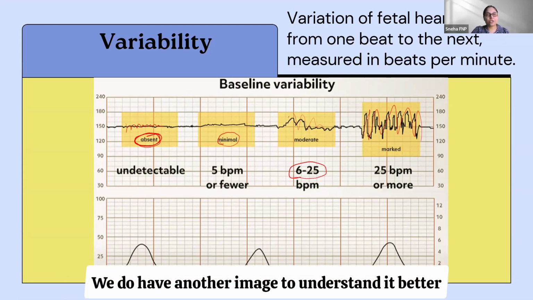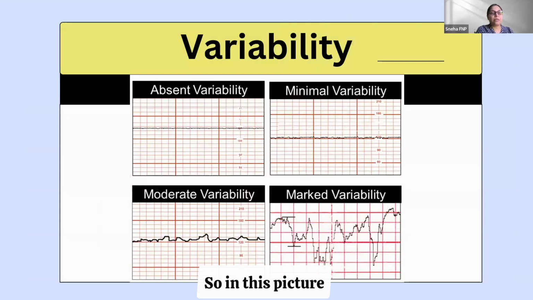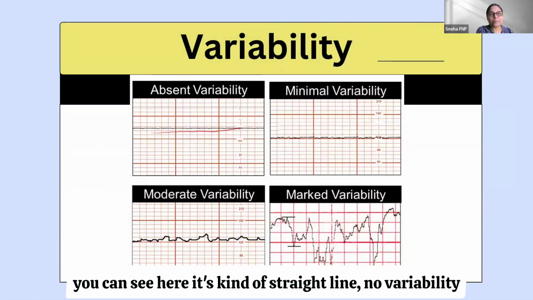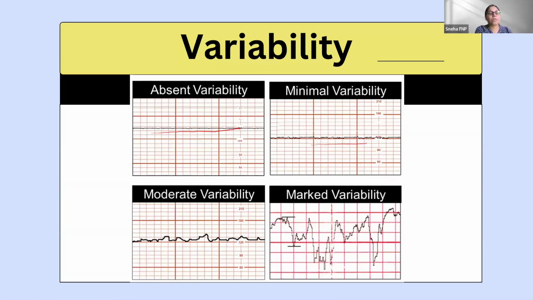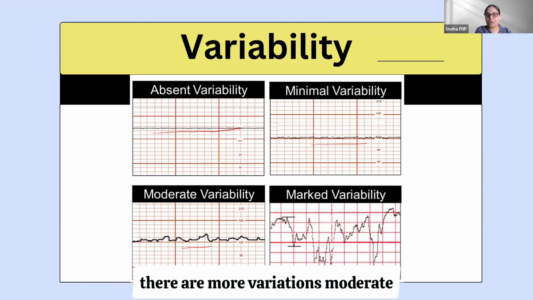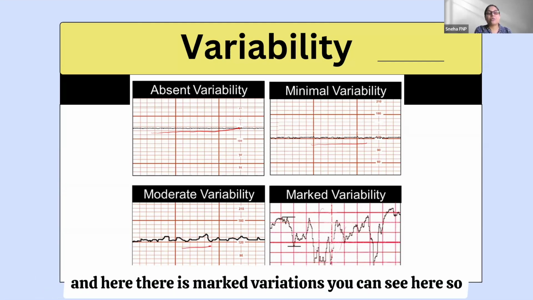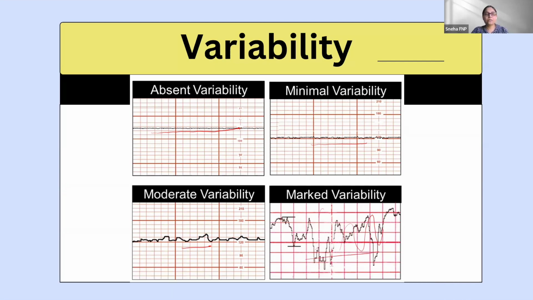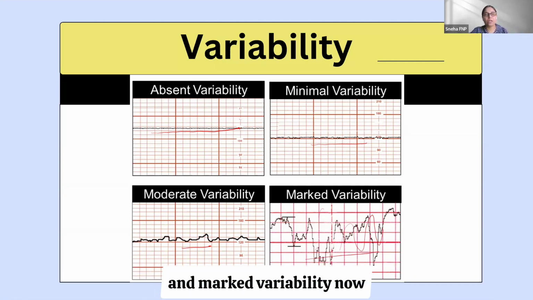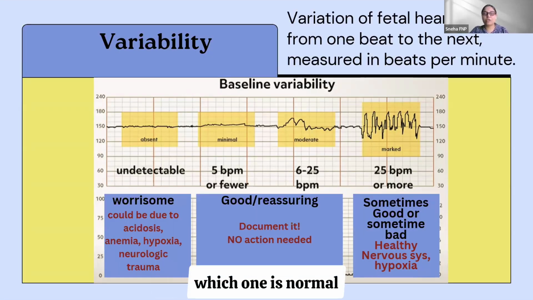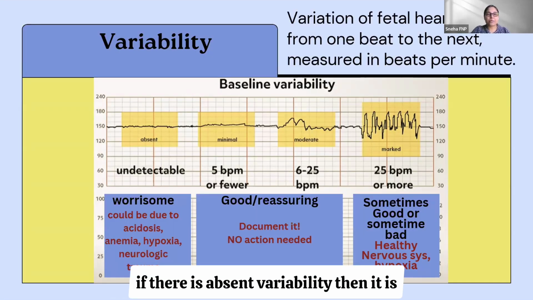We do have another image to understand it better. So in this picture, you can see here it's kind of a straight line, no variability, that is absent variability. There are little bit variations here, but not much, so minimal. And if you can see here, there are more variations, moderate, and here there are marked variations. So that is called marked. So we do have absent, minimal, moderate, and marked variability. Now, which one is normal and which one is abnormal? So if there is absent variability, then it is worrisome.